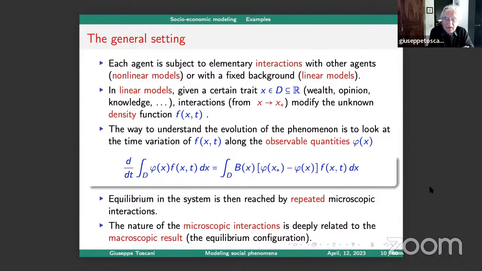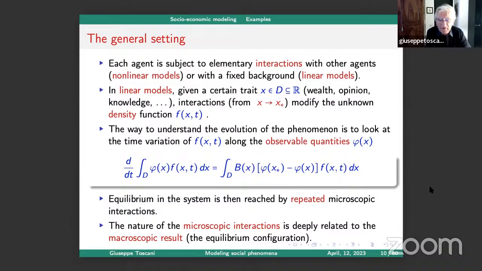And if you write the equation for the variation of the observable quantities, here clearly I always use the weak formulation of the equation, then what happens? The variation in time of the observable evaluated along the solution f of x,t is simply given by a sort of frequency, similar to what you have in the Boltzmann equation, and then you have the difference between the observable in the new variable, which is modified by collisions, minus the function in the original variable, simply weighted by f of x,t.